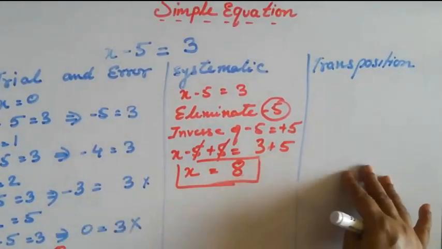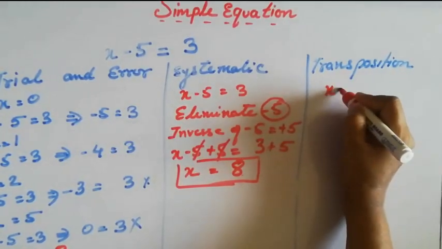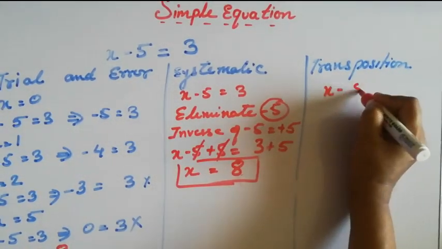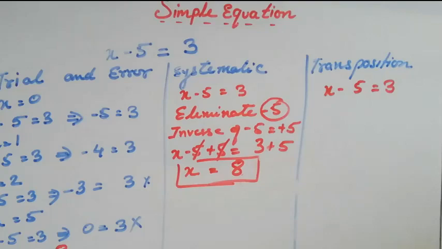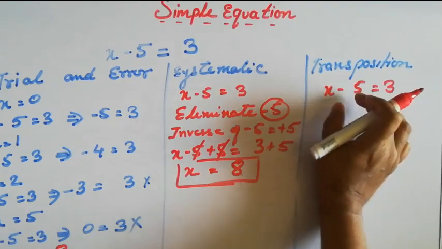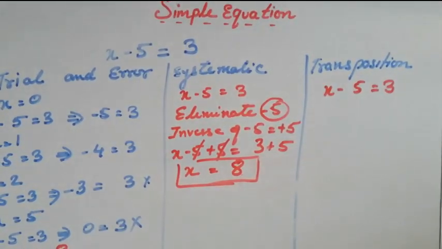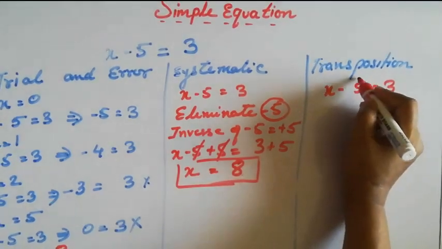Okay. Now the transposition method. In the transposition method, we can take any term of an equation. There are two terms, one term and second term. These two terms are there in the expression. So we can take any term of an equation from one side to the other side with change in its sign.